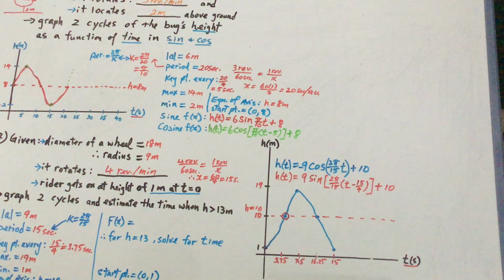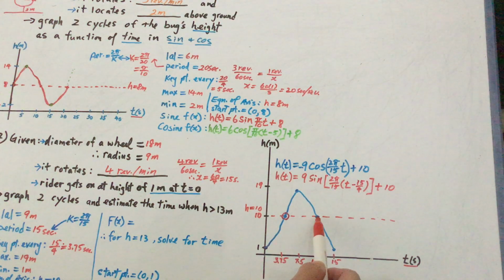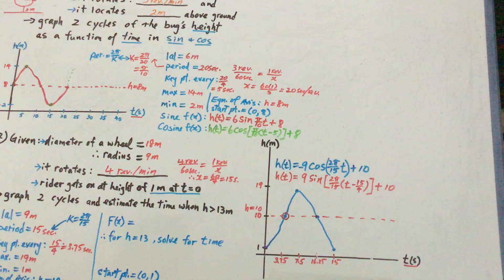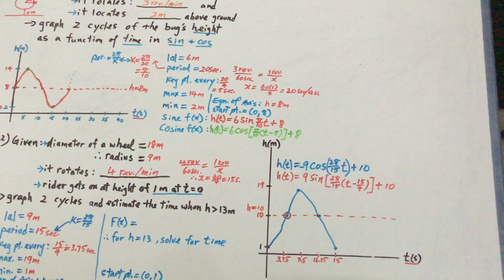If you still want to keep the negative 9 with the sine, then you probably will have to pick this as your starting point. But usually we don't want to deal with the negative if we don't have to. So this will be the graph for example number 2.